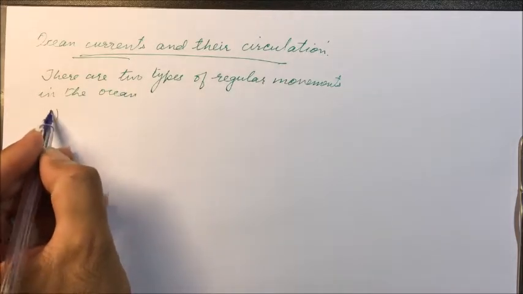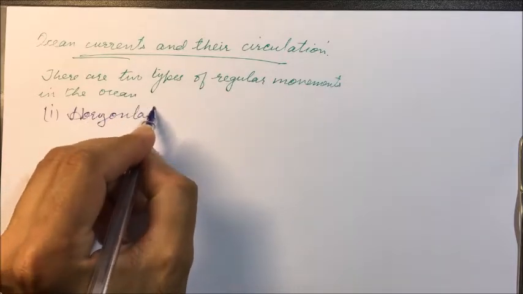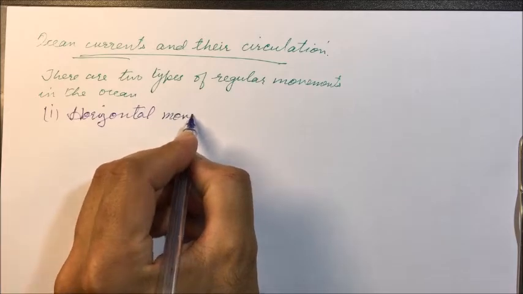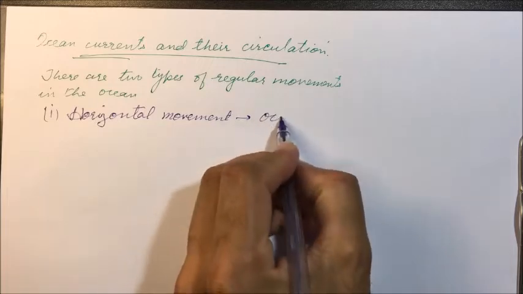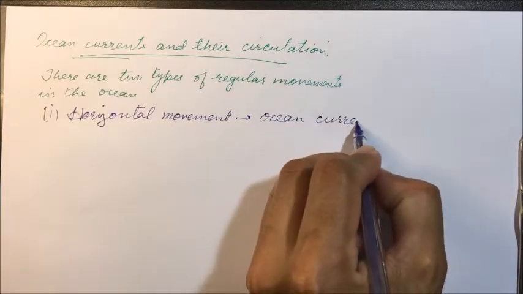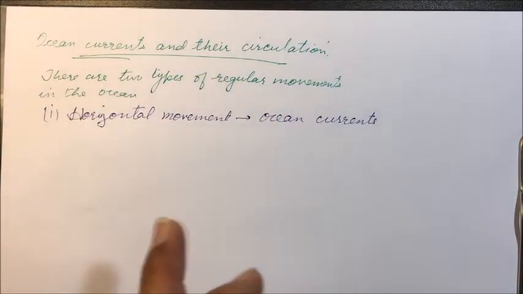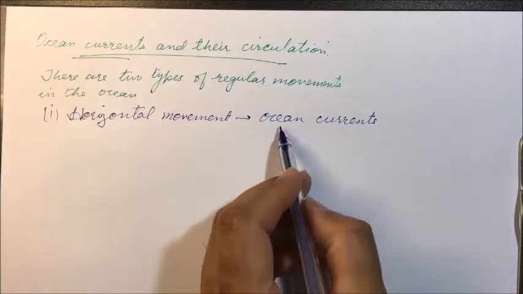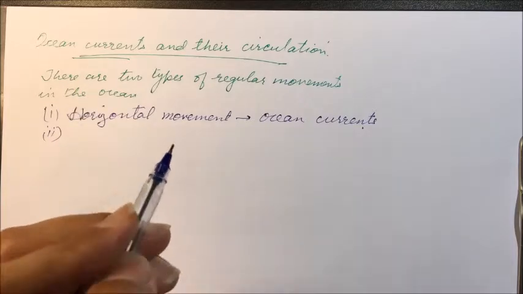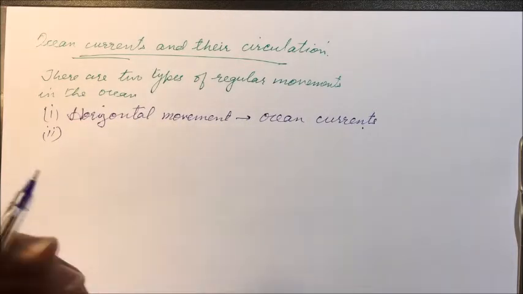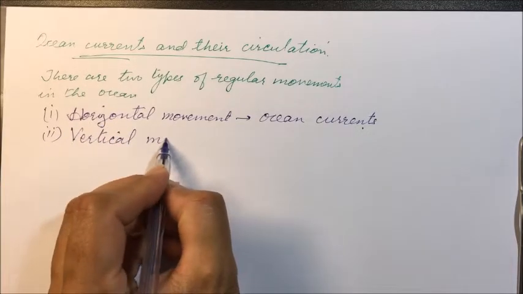So first movement is horizontal movement. Horizontal movement of water, and we mainly refer to this horizontal movement as ocean currents. So mainly the horizontal movement of water on the surface is termed as ocean currents. There is one more movement, that is vertical. From bottom to top, and top to bottom, water moves. Second is vertical movement.